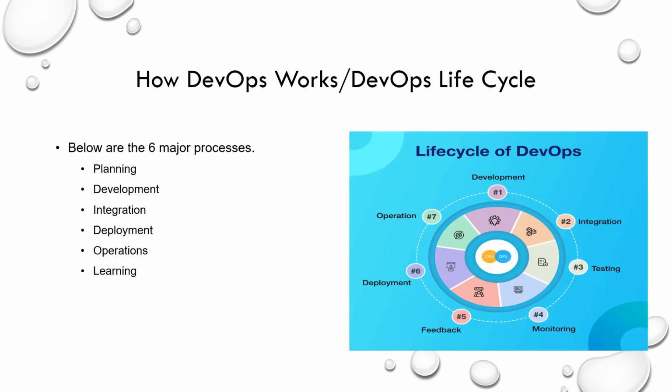How DevOps works. DevOps lifecycle. Below are the major six processes: planning, development, integration, deployment, operations, learning. These are the six major life cycles of DevOps.